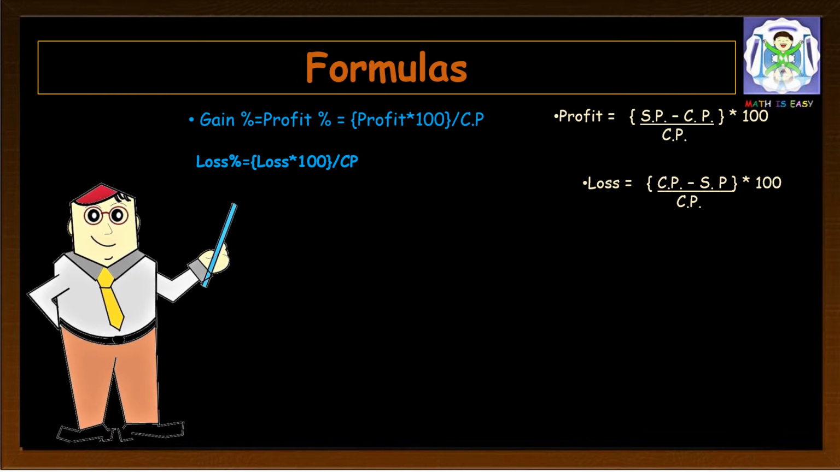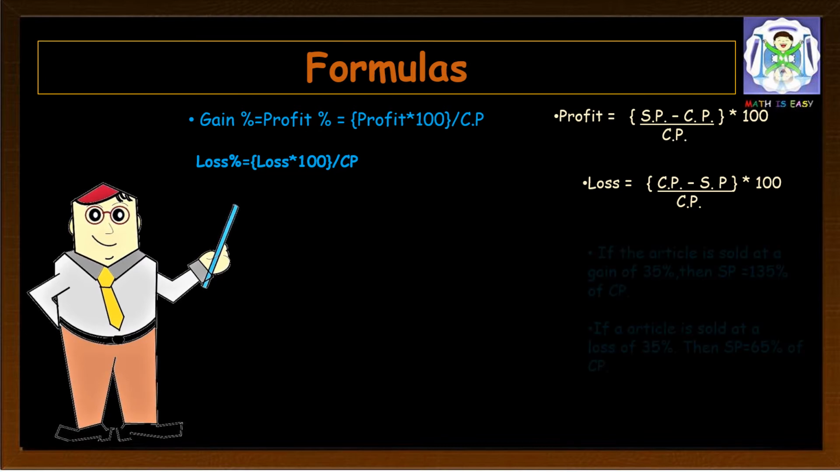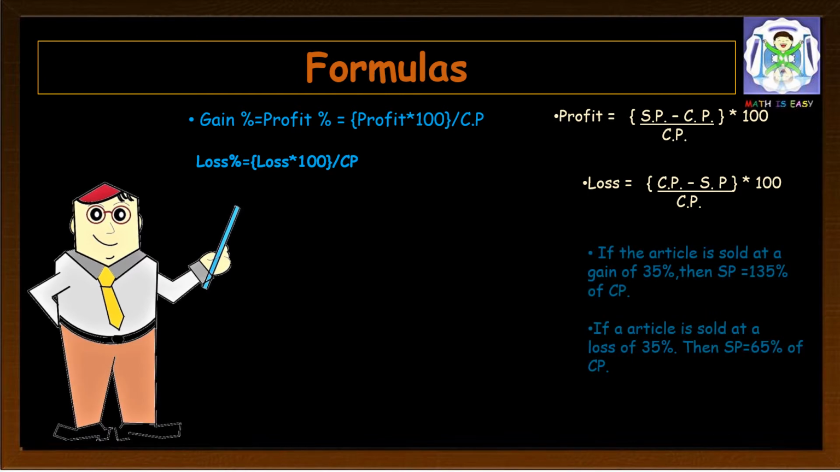So one thing you have to remember is when the question says an article is sold at a gain of say 35%, then the selling price is equal to 135% of the cost price. And when the article is sold at a loss of say 35%, then the selling price is equal to 65% of the cost price. You will understand all these things when we talk about more examples.